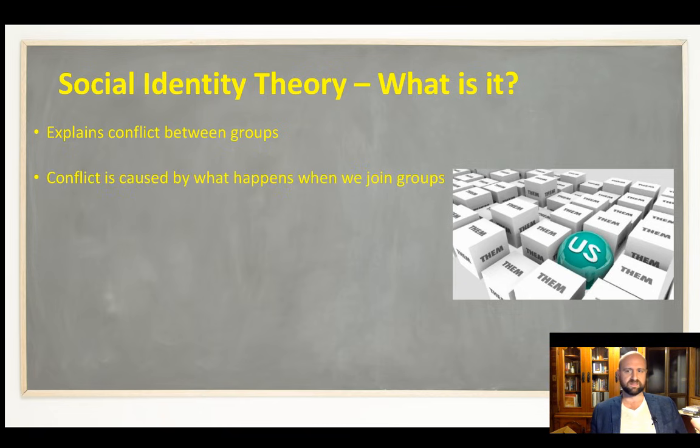And the key premise is that in part the conflict is caused because we join a group. It's just the fact of being in a group that can lead to conflict. And partly this is because we have this innate desire to create a positive social identity. Our social identity is how we view ourselves in relation to the groups we belong to.